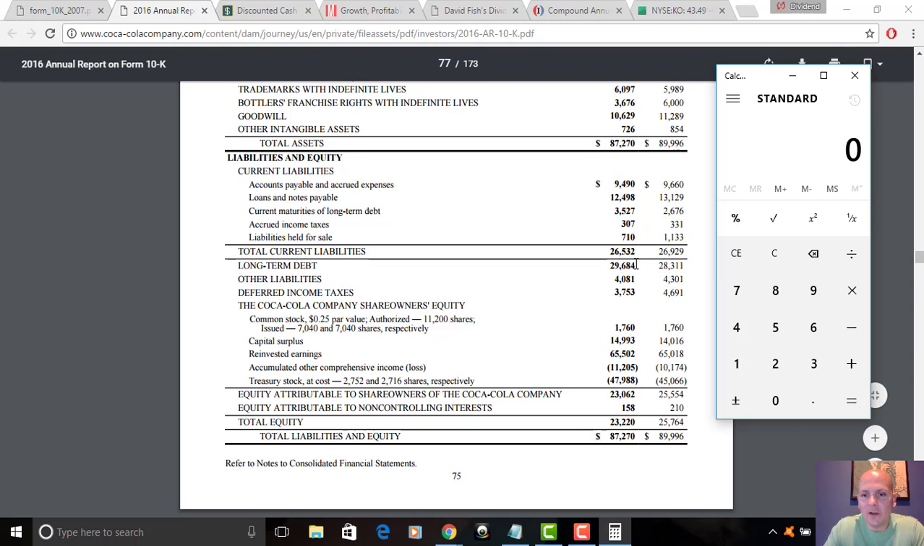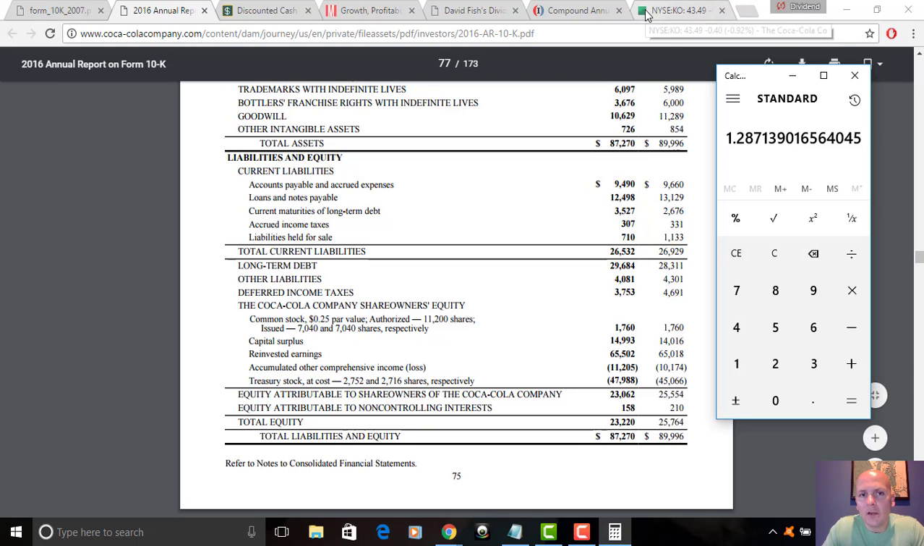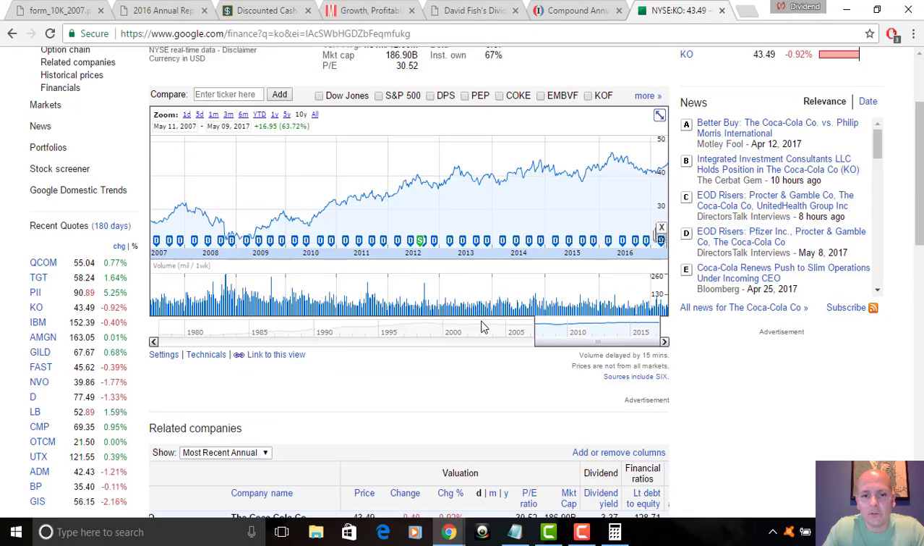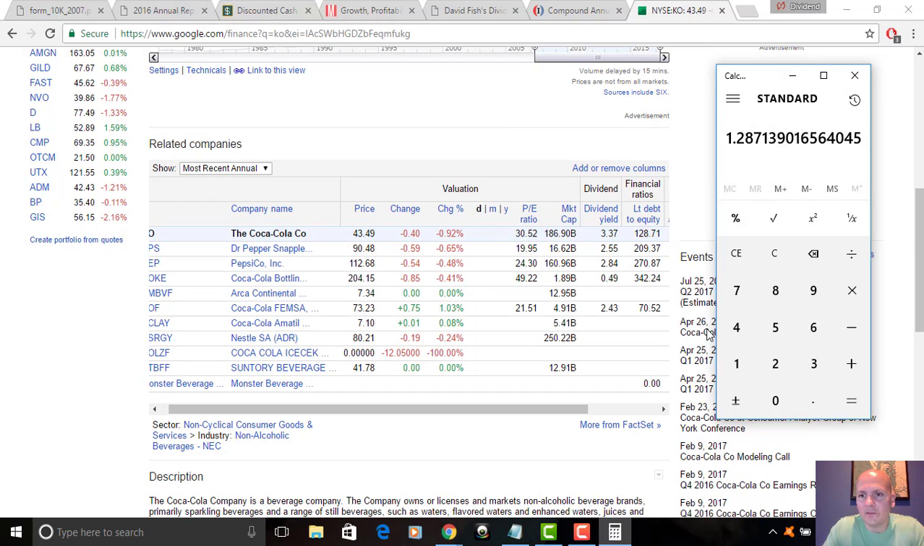So long-term debt, we've got 29,684 right here, right? And we divide that by shareholder equity, which is right here, 23,062. So long-term debt to equity ratio for Coke is 1.29. And again, third-party aggregators like Morningstar, even Google Finance, tend to be pretty accurate. Let's see what they have for their long-term debt to equity ratio: 128.71. Yeah, exactly. You see, guys, 128.71, 128.71. It's the same exact number.